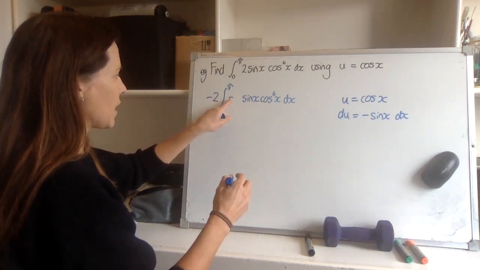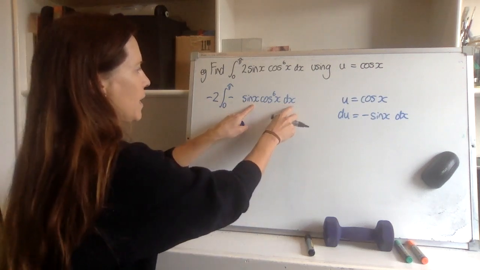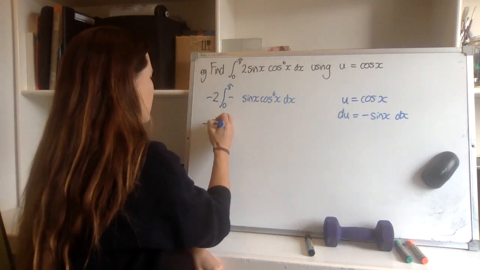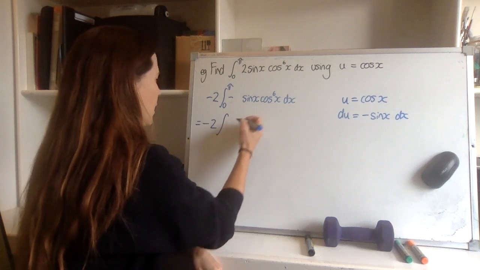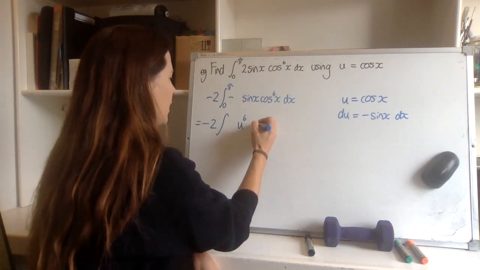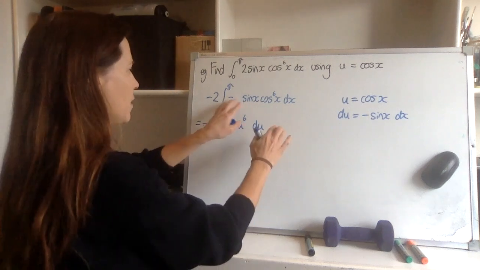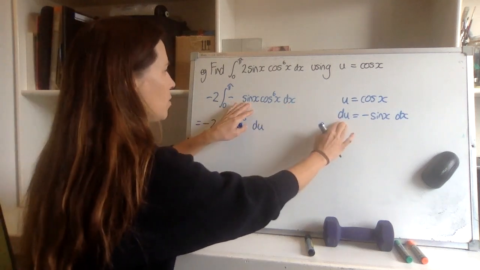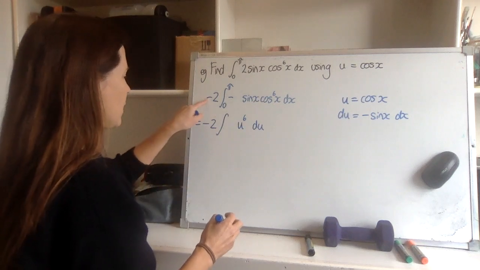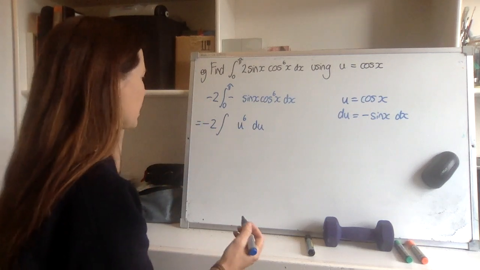So now I've taken care of negative sine x dx. All of that is just du. So I've got my -2 out the front, and I've got my u to the power of 6, and I've got my du. Now just checking, these parts here are the du, and this part is u to the power of 6, and I've got my -2 out here as my fixed factor.